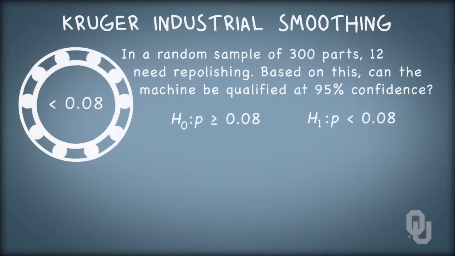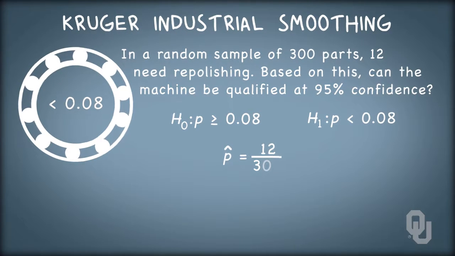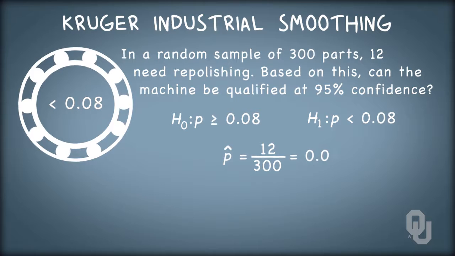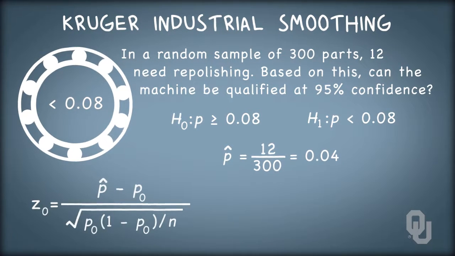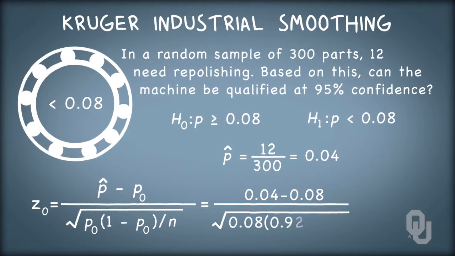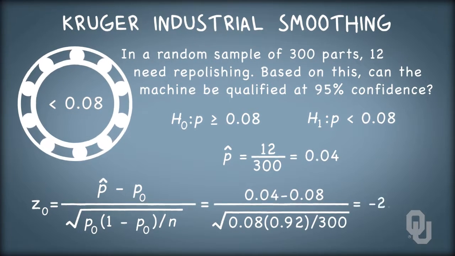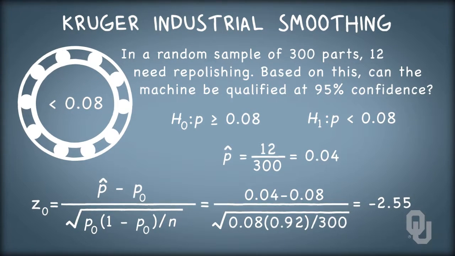Now let's calculate the test statistic. P hat is 12 repolished bearings divided by 300 total bearings, or 0.04. The test statistic is 0.04 minus 0.08 divided by the square root of 0.08 times 1 minus 0.08 over 300. Z-naught is negative 2.55. We compare this to the critical value.